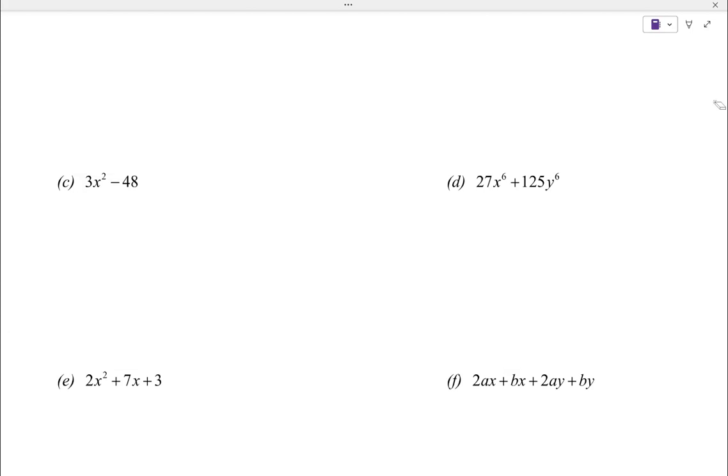A big part of this is just recognizing how you would start, right? Am I going to use AC method? Am I going to use grouping? Am I going to use one of the special forms that we learned? So I'll leave that for practice. There will be answers posted on Google for those.